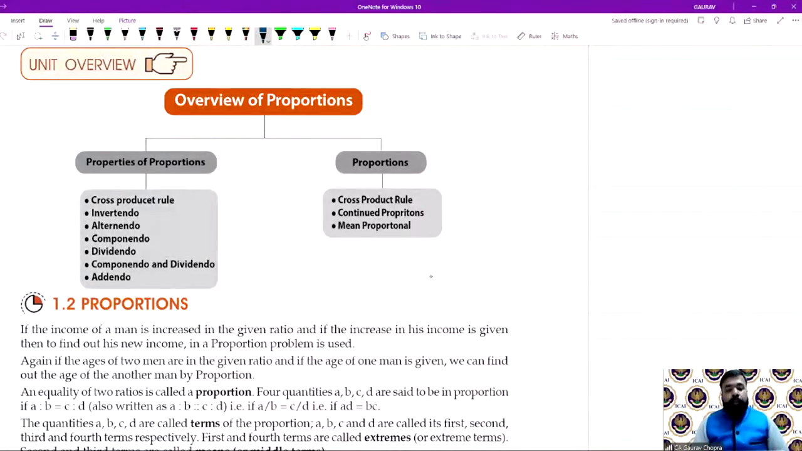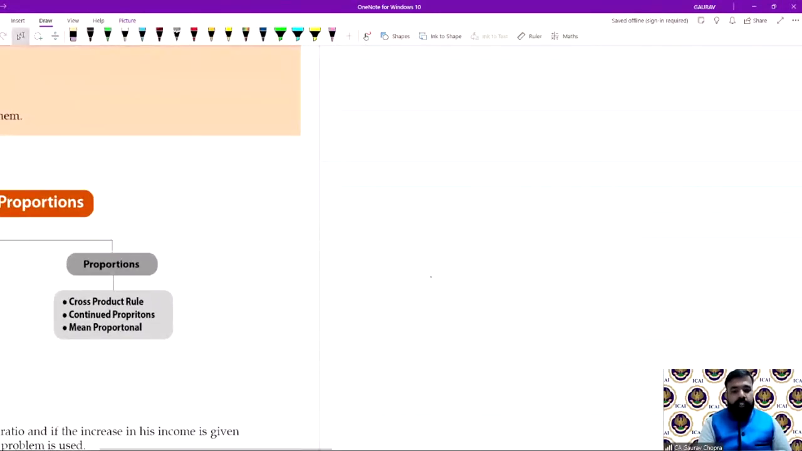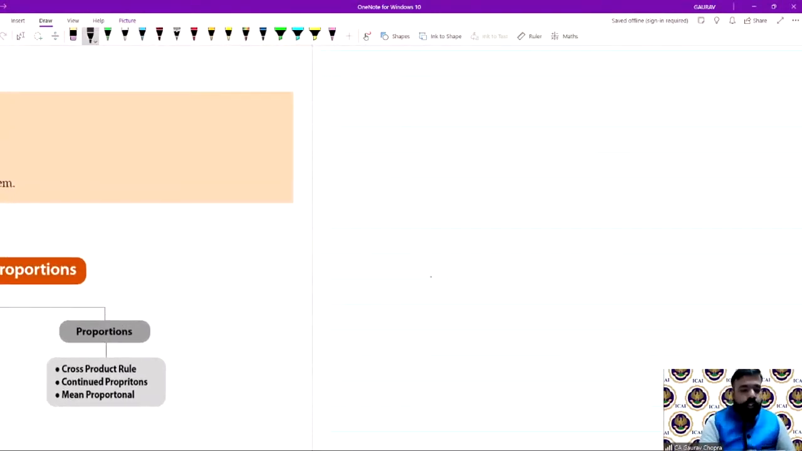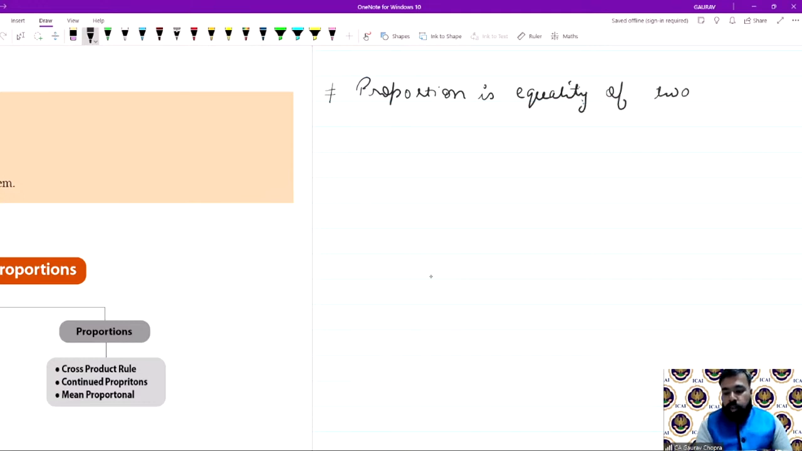Let us begin with our topic, that is proportions. It is basically, of course, connected with ratio. What is basically proportion and what are its main properties? Let us write few points and after that, we will begin with the questions. The first point says proportion is equality of two ratios. So when we are having two ratios and both ratios are equal, then we say that they are in proportion.